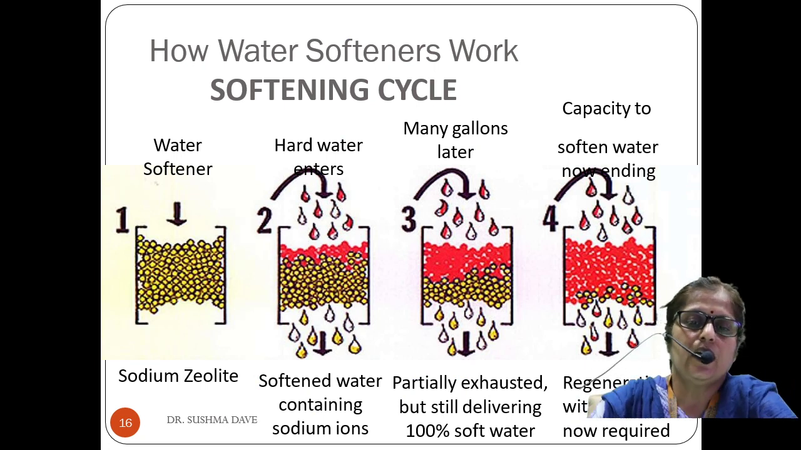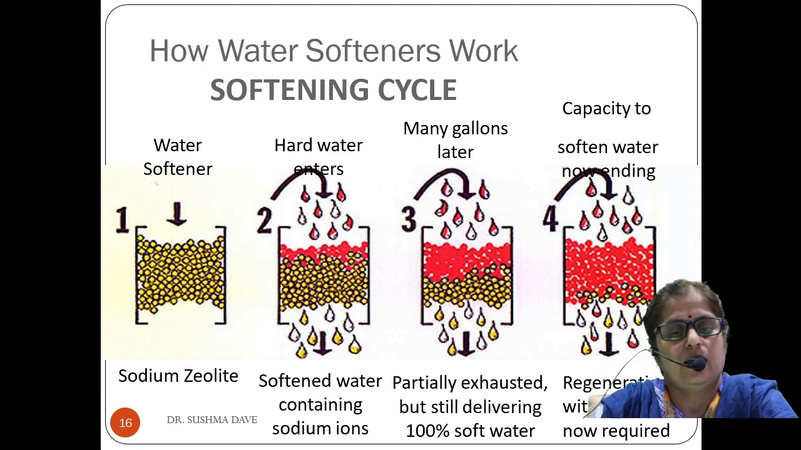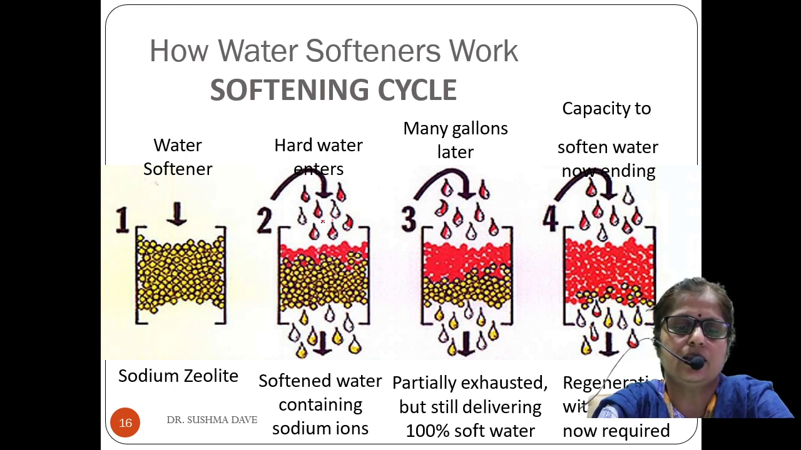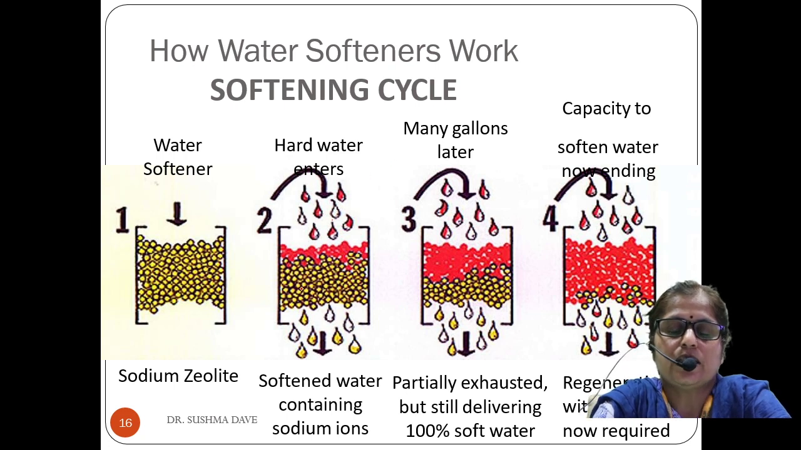Now we can understand how the water softener works, that means how the zeolite works. For example, we have taken this presentation as sodium zeolite. The yellow colored granules are sodium zeolite. Now in the second portion, when the hard water enters, it contains red colored particles, that means calcium and magnesium ions. Once calcium and magnesium ions move towards the zeolite, the replacement takes place and the sodium ions are replaced by calcium or magnesium ions.